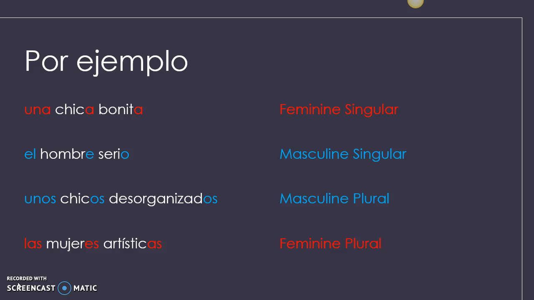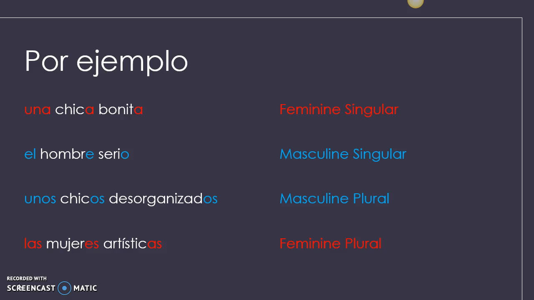If we study the phrase el hombre serio, the easiest way to identify the noun's gender and number is to look at the article used with it. El is a masculine, singular, definite article, and the noun and adjective that follow it are masculine and singular as well. If we look at the phrase unos chicos desorganizados, the easiest way to identify the gender and number of the noun is to look at the article used with it. Unos is a masculine, plural, indefinite article, and the noun and adjective are as well.